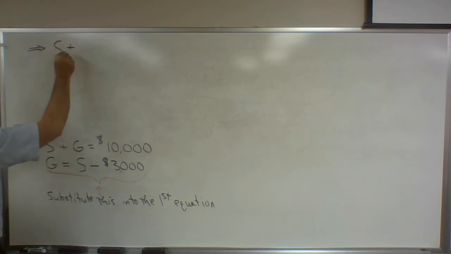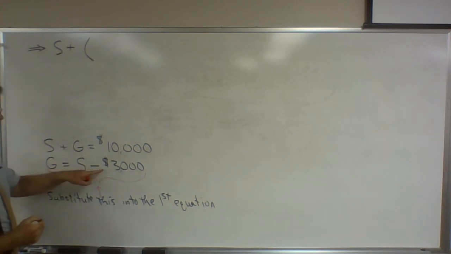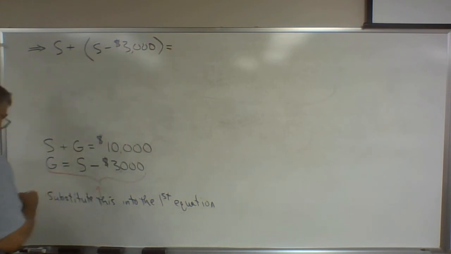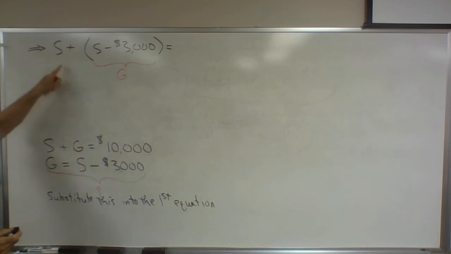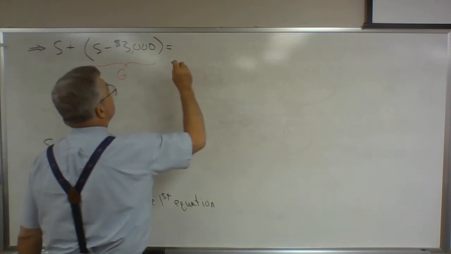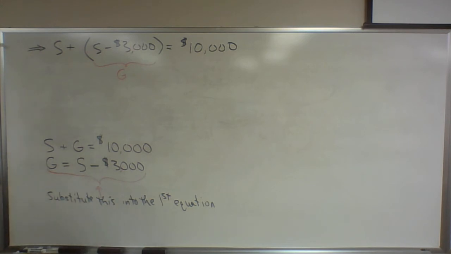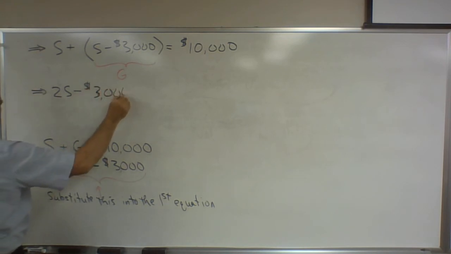The first equation says S plus G. But what is G? G is S minus $3,000. This is our first equation: S plus G equals $10,000. Here's G. And now I guess I can simplify a little bit. I can combine like terms. That will give me 2S minus $3,000 equals $10,000.